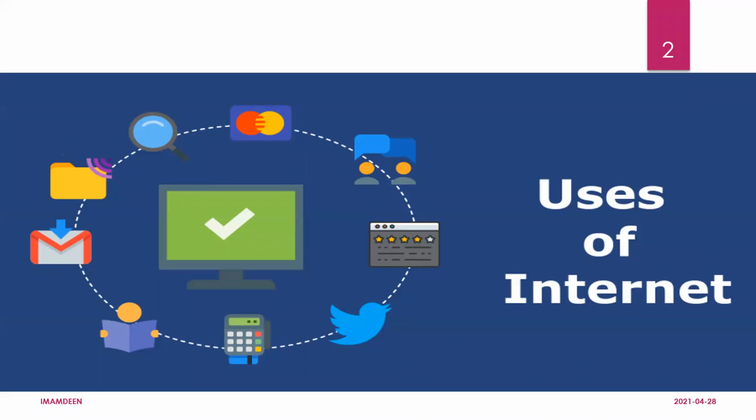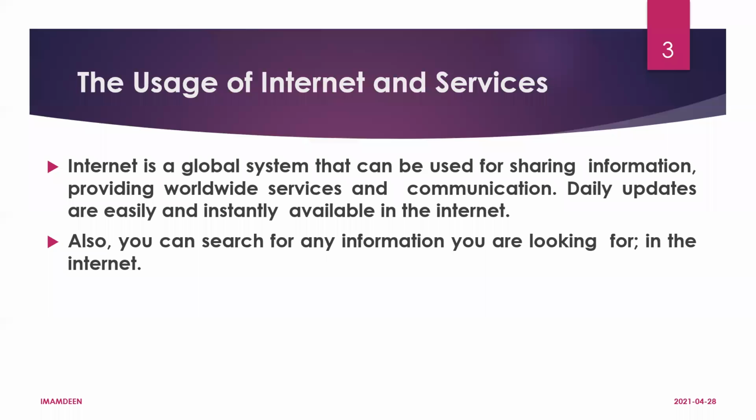So previously, in research, we said something, right? Finding information, searching things. So we have some specific usage. The internet is a global system that can be used for sharing information, providing worldwide service, communications. Daily updates are easily available on the internet.